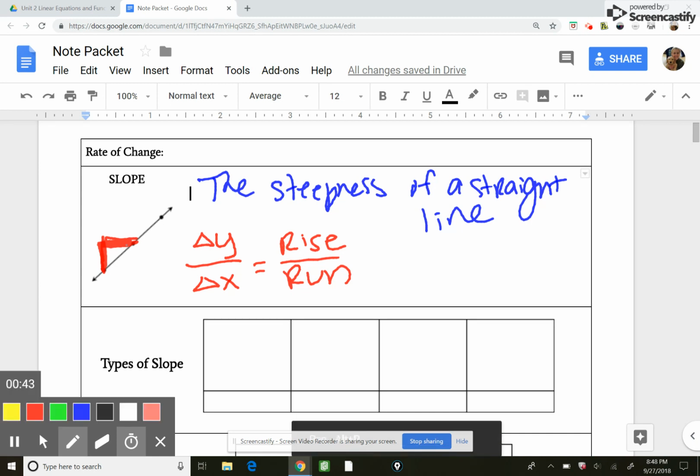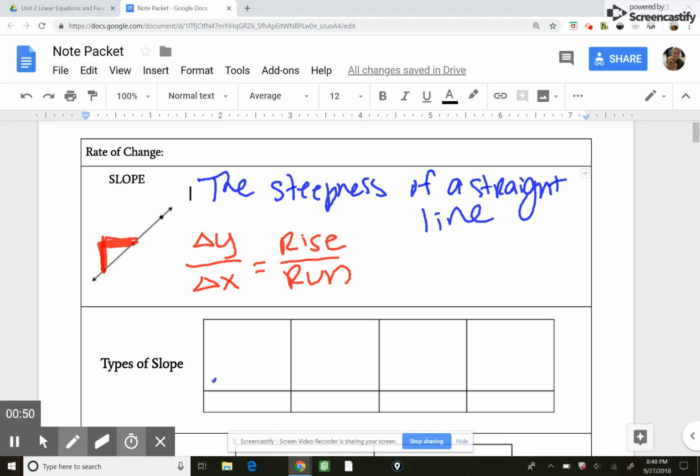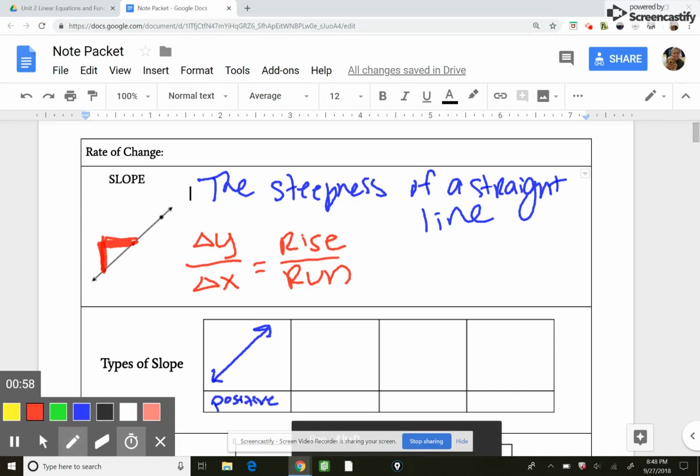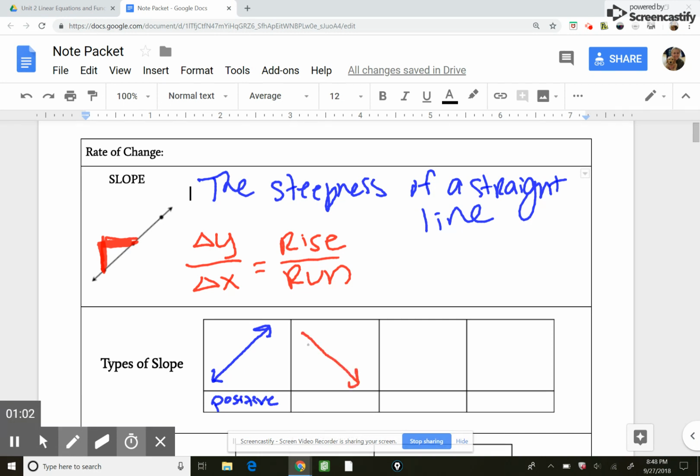There's 4 different types of slopes that we cover. The first one is if you read it left to right, it is going up, and that is your positive. The next one, if you're going left to right, it's going down. That's your negative.